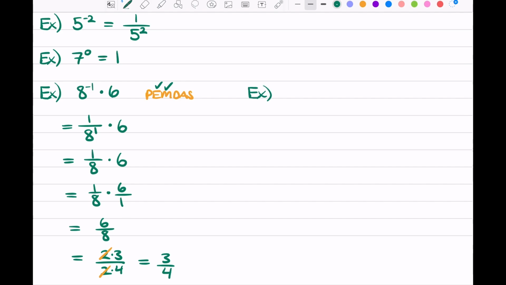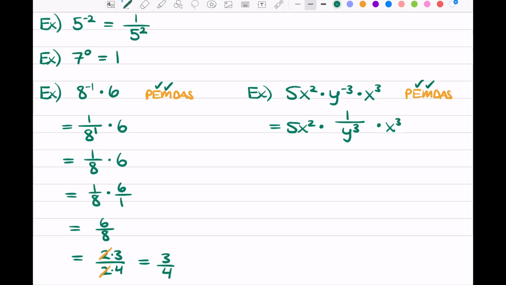Let's try one more using variables. Let's have 5x squared times y to the negative third times x to the third. Okay, this is a little bit more complicated. Let's use our PEMDAS to guide us through it. We have exponents and multiplication. So first, we need to simplify this piece, and then we can multiply. So we'll keep our 5x squared the same, and y to the negative third we can write as 1 over y to the third. And then we'll keep our x to the third the same.